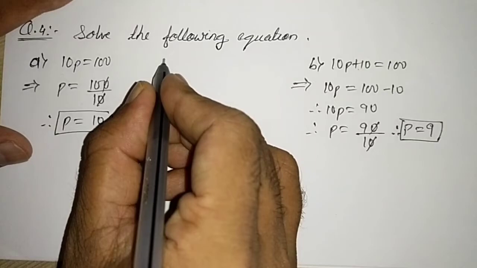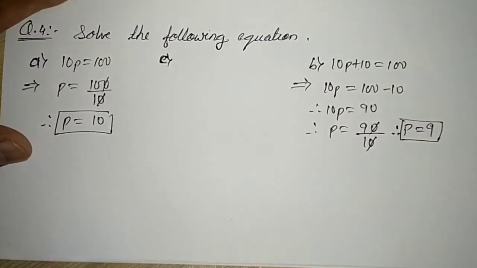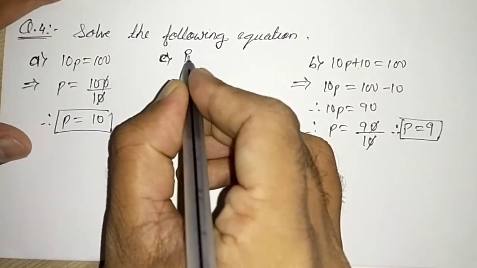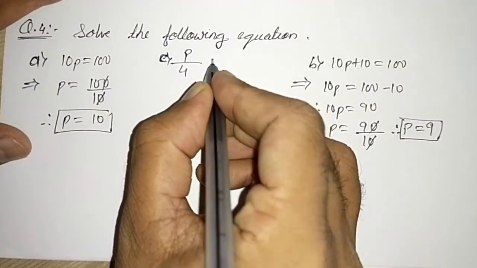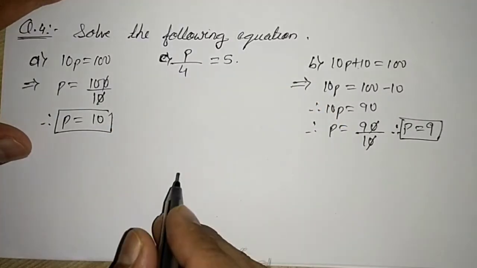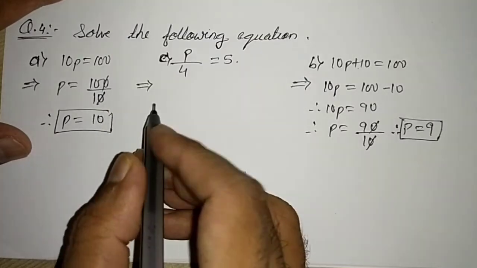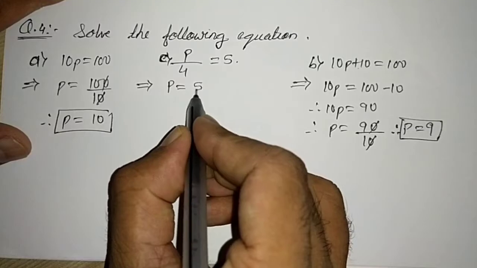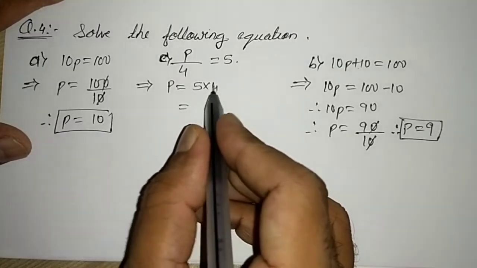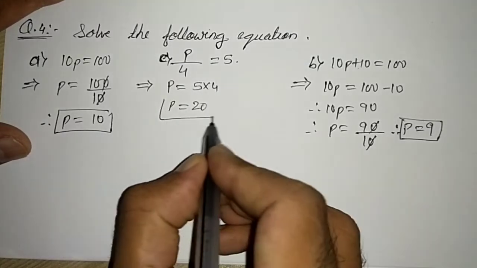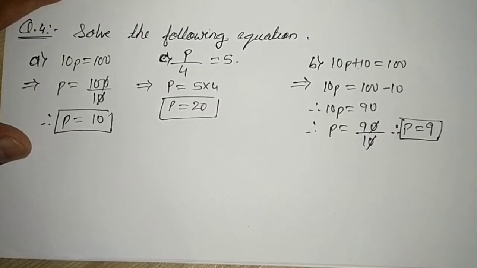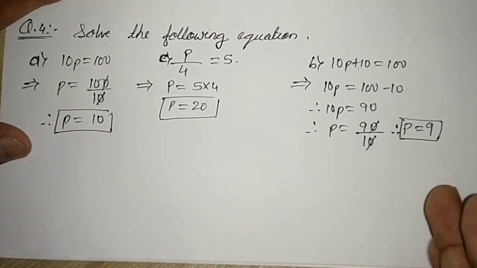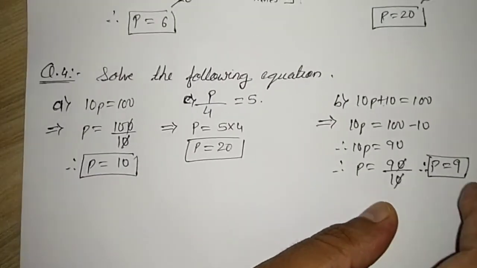Now moving to part C, let me write down here because of the space. C is, sorry, p divided by 4 is equal to 5 is the question. Transposing 4, which is in division, so it will go in RHS and multiply, so we will get 5 4s are 20. p is equal to 20. Students, you are supposed to write the steps which you are taking, transposing, transposing, transposing, likewise.